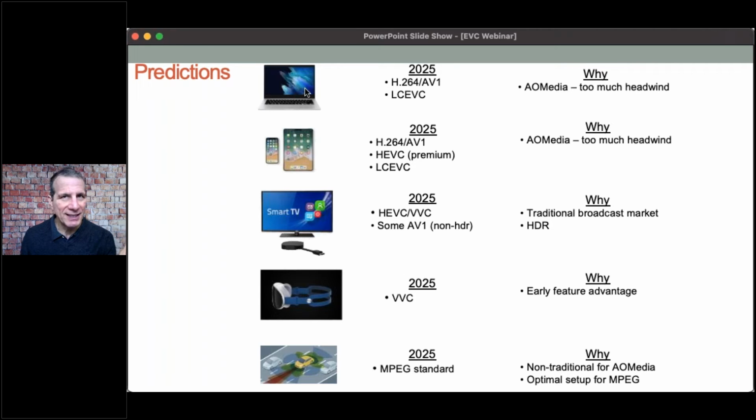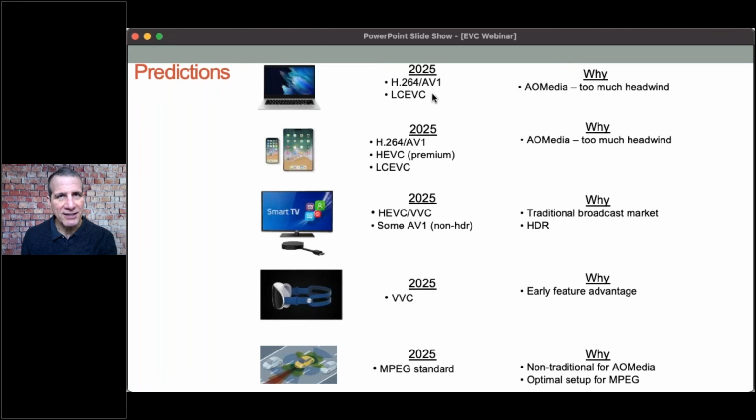My predictions for 2025, I think AO Media is going to become the predominant codec in the computer and mobile space. I think AO Media is just too much headwind for MPEG-based codecs. I think you'll see some LCEVC in those markets, but certainly not as much as you'll see H.264 continuing in AV1. And I think AV1 is going to subsume any momentum that VVC had, but we'll see on that. Smart TV, I think, will be the last traditional holdout for VVC or MPEG-based codecs.